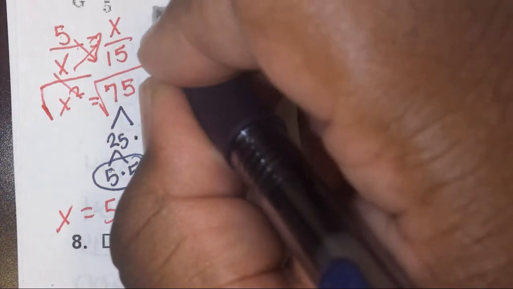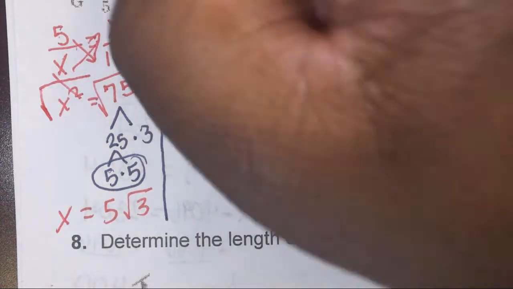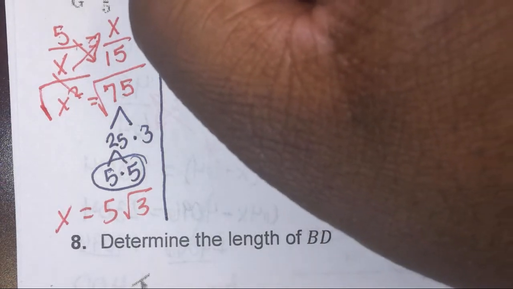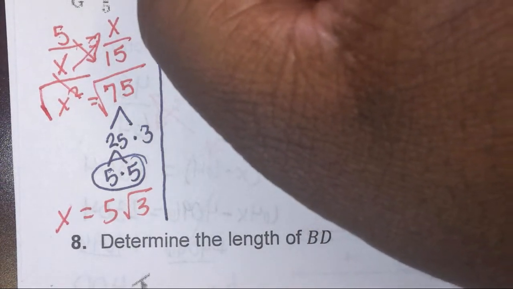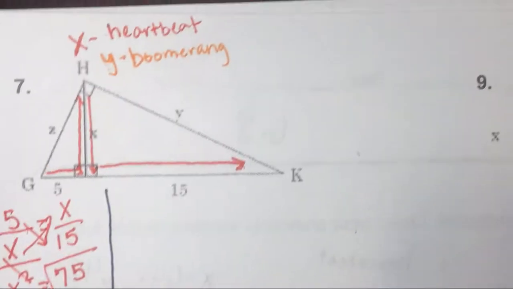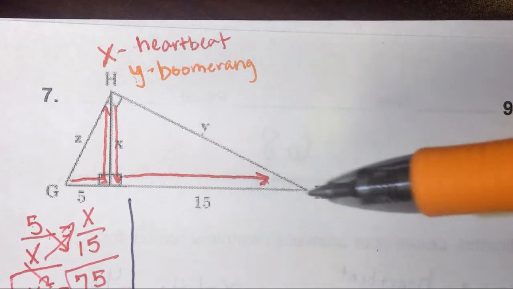Then we need to come back. We need to do the y next. To do that y, which method are we going to use? Y'all whispering. Boomerang. If you look at it, the y is out here, we're going to use boomerang.